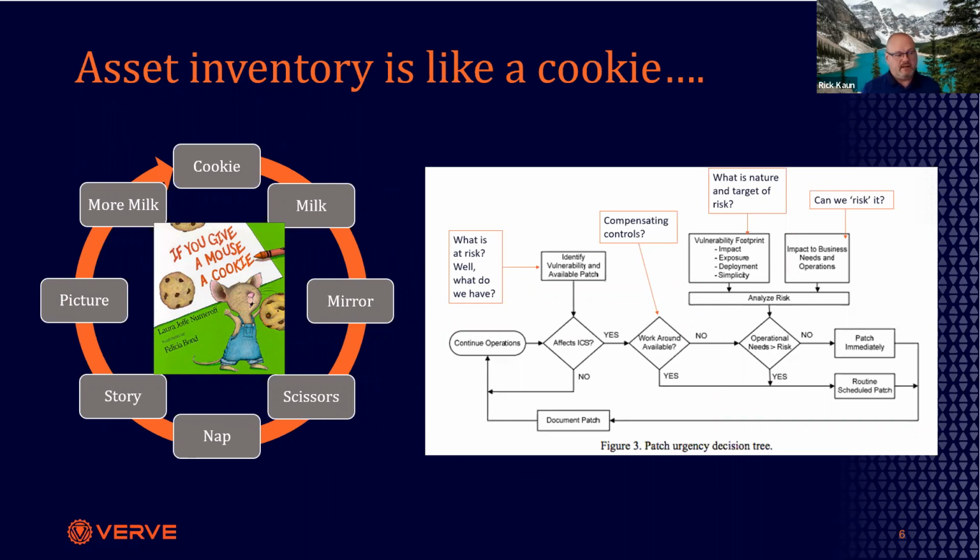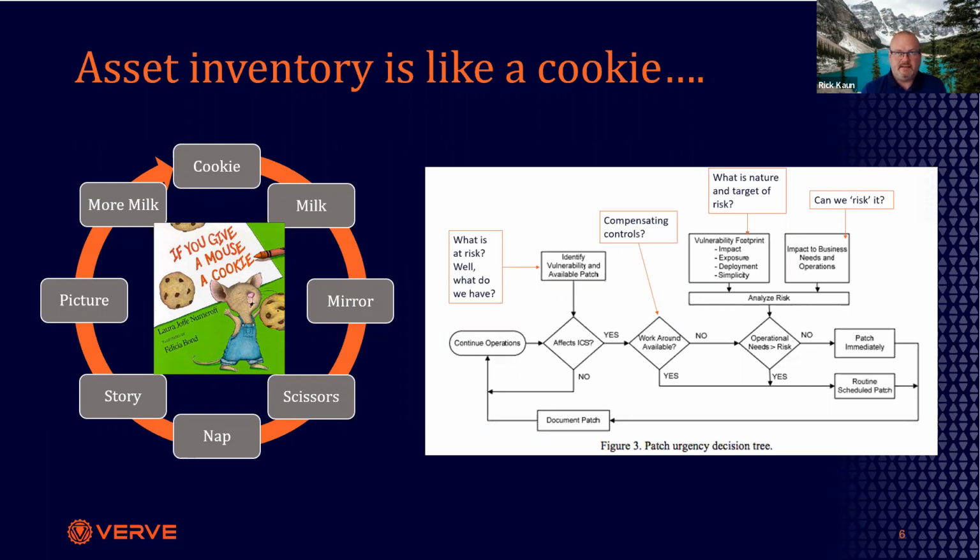Asset inventory is like a cookie, or at least like If You Give a Mouse a Cookie. Anyone familiar with the children's book knows the basic premise: if you give a mouse a cookie, the mouse will say, this is very delicious, but now I'm thirsty, may I have a glass of milk to wash it down? Then once he has a glass of milk, he'll want to look in a mirror to see if there are any crumbs on his face or a milk mustache. Then he sees that some of his hairs are out of place or his bangs are a little long, so he borrows some scissors. And then all of that activity makes him tired, and he wants a nap.